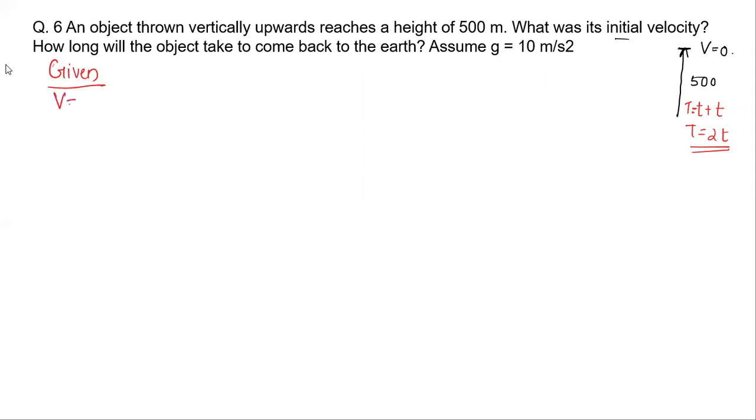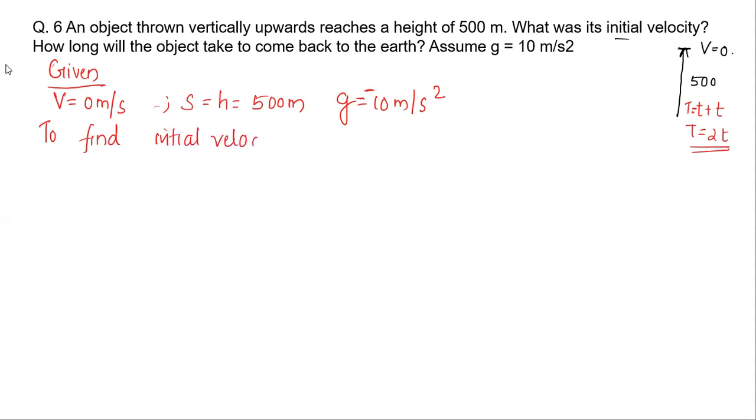Final velocity v is equal to 0 meter per second. Now height is given, that is s is equal to displacement or h is equal to 500 meter. G value is given, 10 meter per second square. Now when the object is moving upwards, it is moving against gravity. So g will be equal to minus 10. We want to find out initial velocity and time taken.